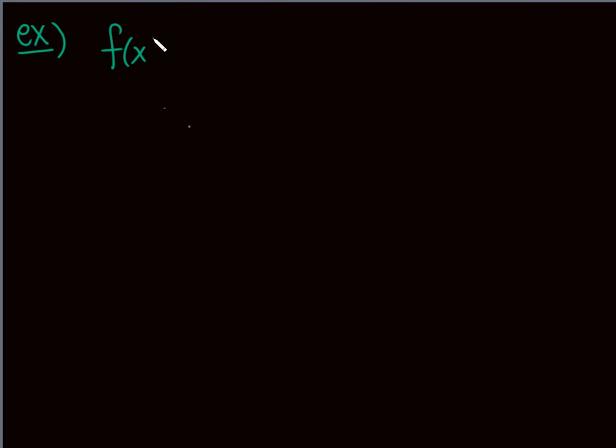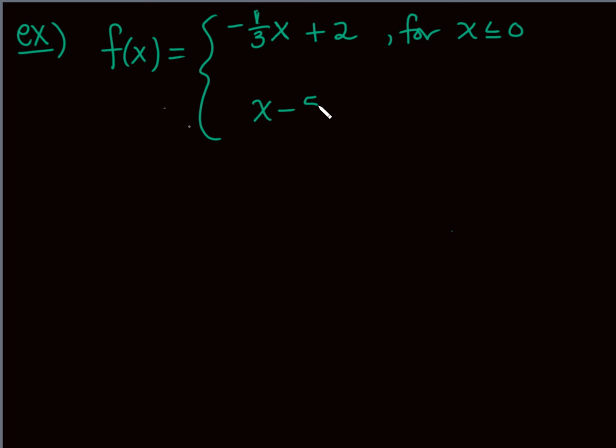Let's graph this function. f of x equals negative 1/3 x plus 2 for x less than or equal to 0, which is what you'll see in your book. And let's do x minus 5 for x greater than 0. Okay.